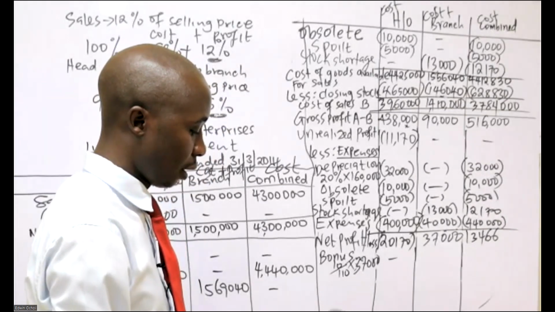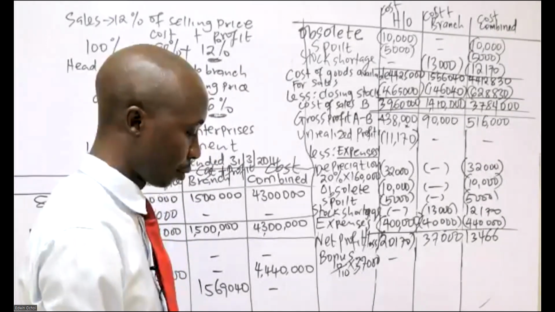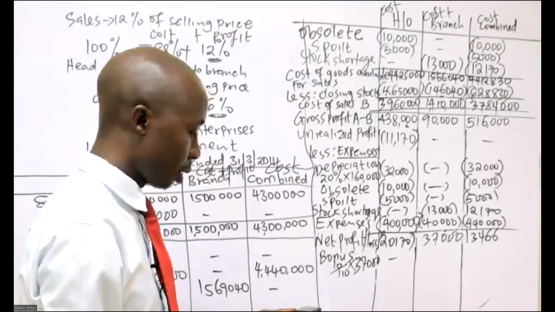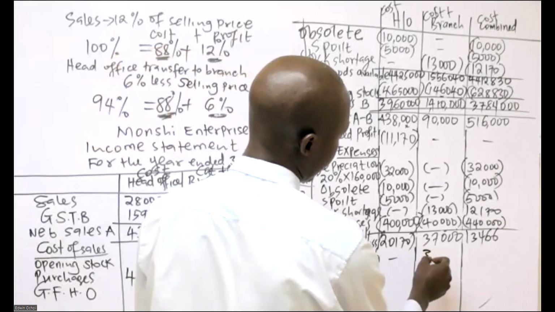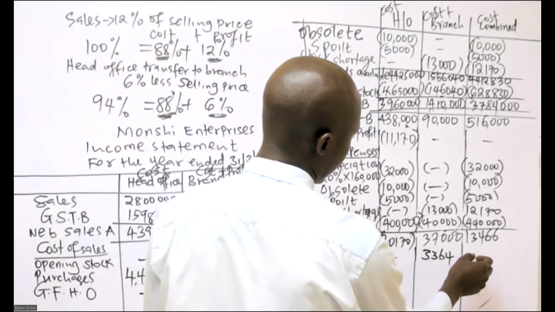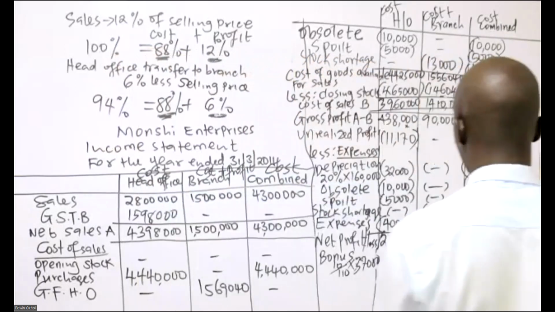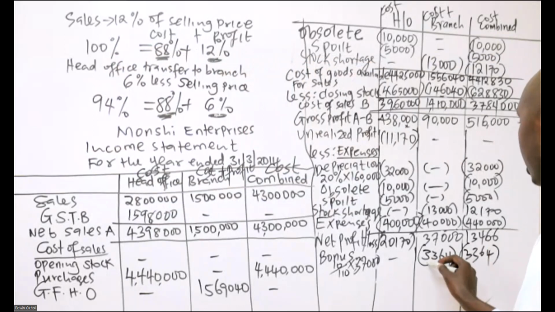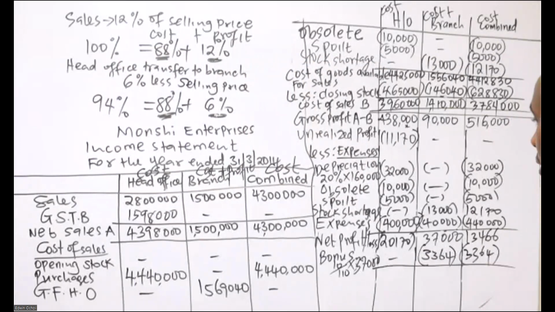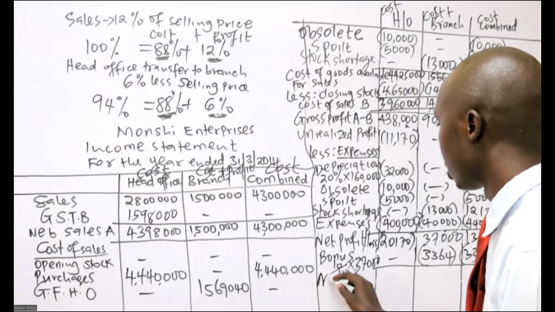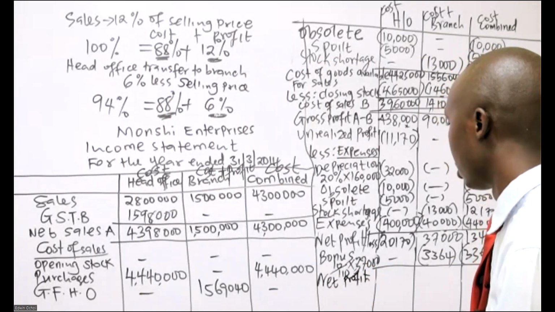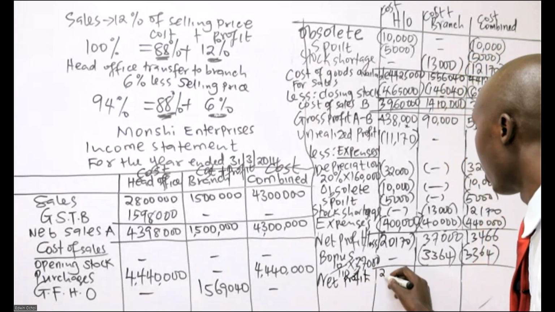So 10 divided by 110 times 37,000. That gives 3,364. So if you minus this, so this is now after the bonus. So the net profit after the bonus. So we have a loss here.